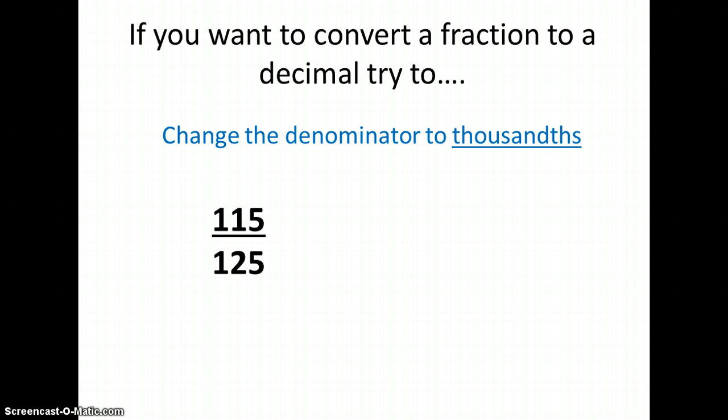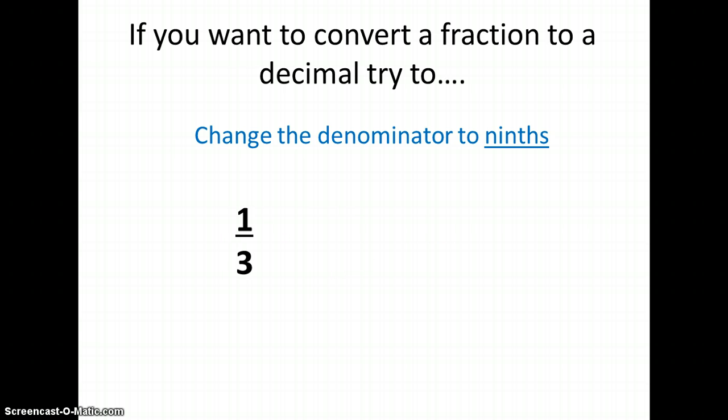I can change the denominator to thousandths as well by creating equivalent fractions. 125 times 5 is 1,000. So I would take 115 times 5 and get 920 thousandths. I'm sorry, 125 times 8 is 1,000. And 115 times 8 is 920.